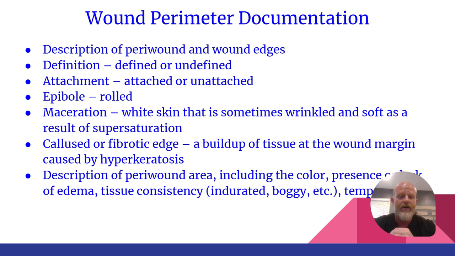Looking at the wound edges and then the peri-wound area is definitely key. Wound edges give you a good indication of how that wound's doing. If the wound edge is attached or unattached, I like to think of that as undermining. If the wound edge is pulled up, you're going to get some undermining or tunneling there, which can increase the time that it's going to take for that to heal.